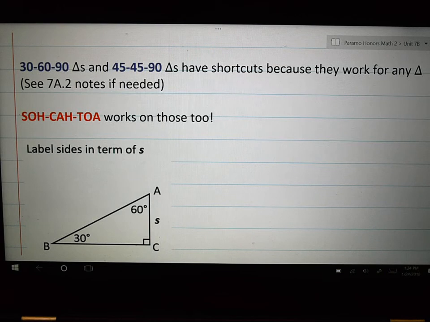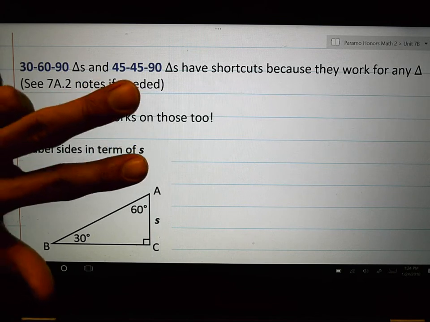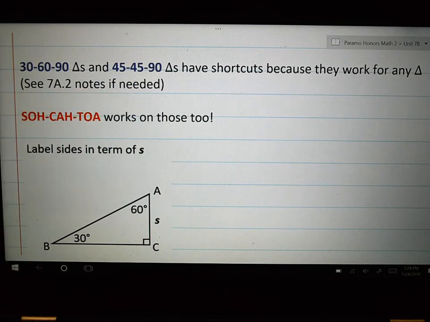Coming back to you. What this says is that we're going to be using these 30, 60, 90 degree triangles, the special right triangles from 7A.2. That means the last unit, section 2. If you need review on that, we have it in the archives. You have your notes, and I have it on the website, and I have the video on it recorded on YouTube if you ever need to see it again.